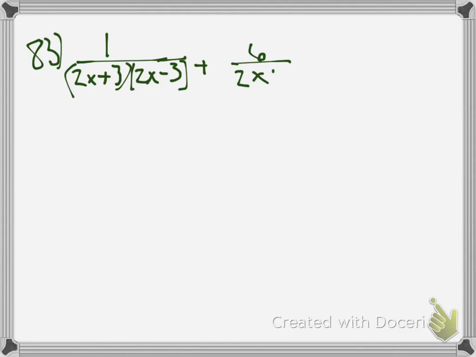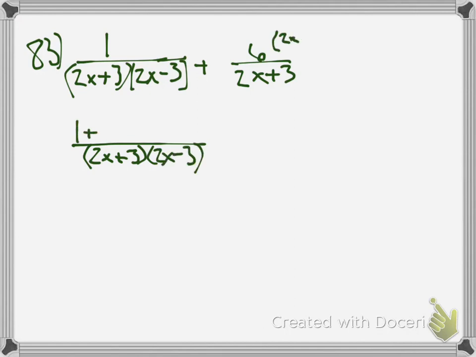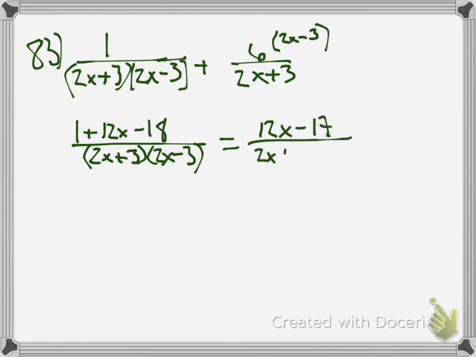For number 83, I would do, again, the same thing. Give it to you as 2x plus 3, 2x minus 3. And then you would notice that your greatest common denominator is 2x plus 3, 2x minus 3. So you need to multiply the 6 by the 2x minus 3 because that's what's missing. So that would give me 12x minus 18. And then you would combine your like terms and get 12x minus 17 over 2x plus 3, 2x minus 3 would be your final answer. So there you go, easy peasy, not a problem.